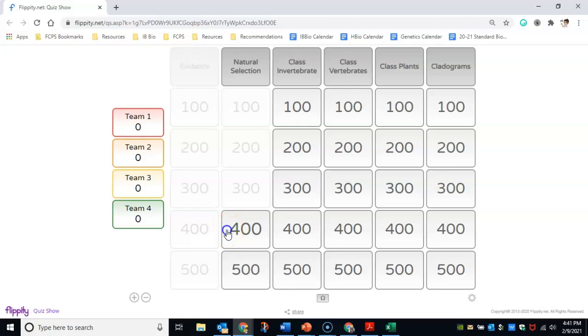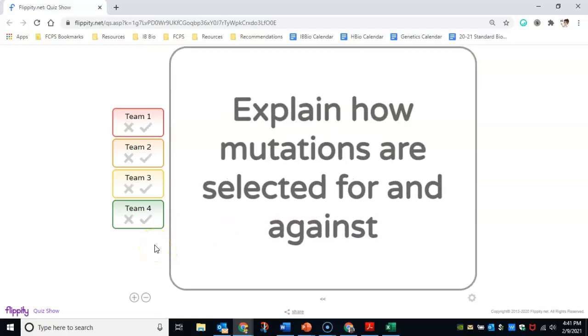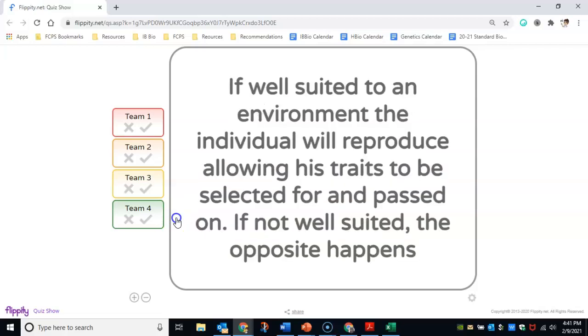All right, for 400, explain how mutations are selected for and against. This is kind of what we were talking about with the last one. If an organism is well suited to an environment, then they're going to reproduce. And if they continue to reproduce, then those traits are going to continue to be in the gene pool. That means they were selected for, meaning they were a positive thing and worth keeping around, right? And if they're not well suited, then they're not going to mate. And if they don't mate, then those traits disappear from the gene pool, and so they're selected against.